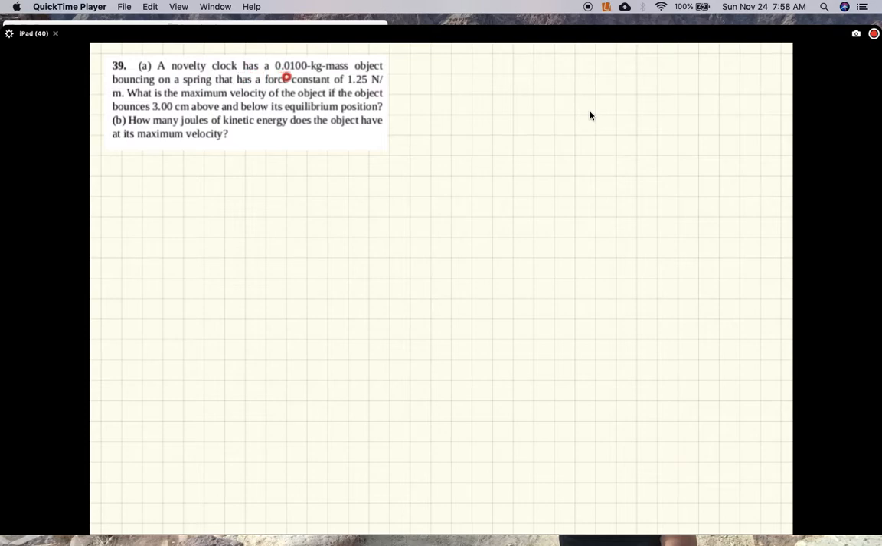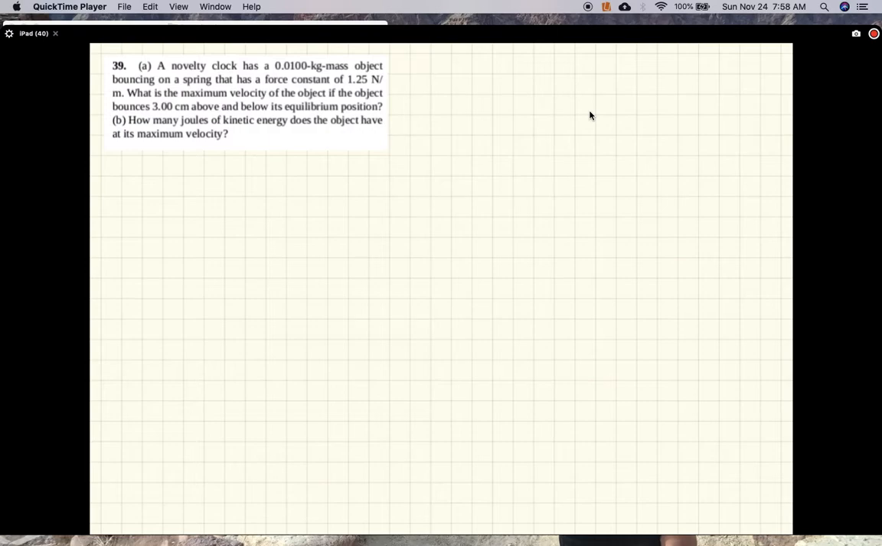A novelty clock has a 0.01 kg mass object bouncing on a spring that has a force constant of 1.25 Newton per meter. What is the maximum velocity of the object if the object bounces 3 centimeters above and below its equilibrium position? How many joules of kinetic energy does the object have at its maximum velocity?